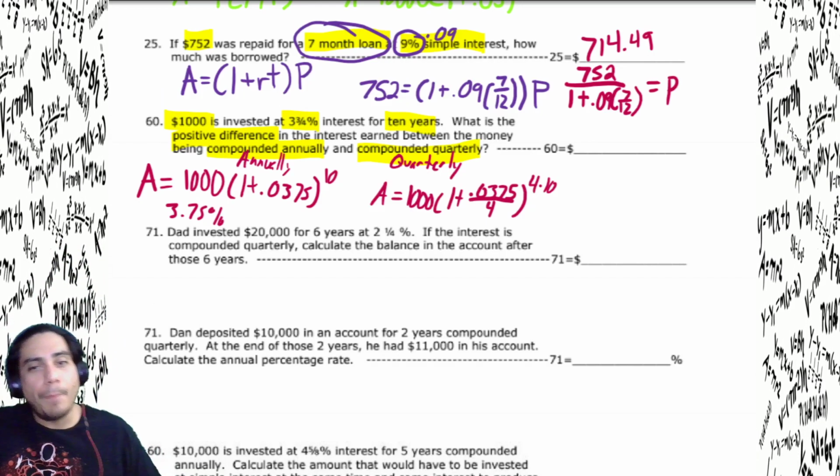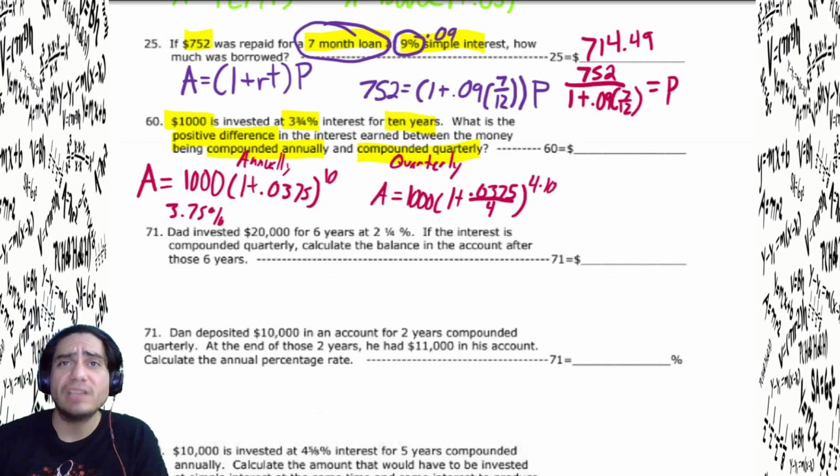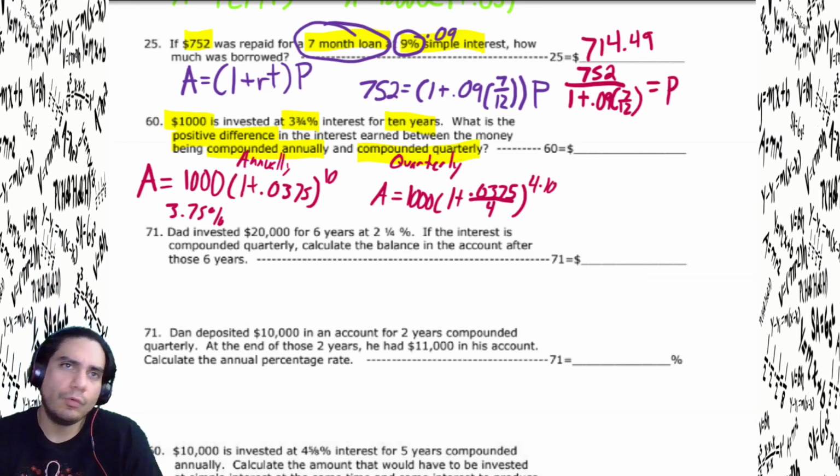And then we're going to have to find the positive difference. Positive is already telling us we don't want a negative answer. We're going to have a positive answer. That's what it's saying. We're going to find the difference. We're going to subtract, and then we're just going to find the answer.